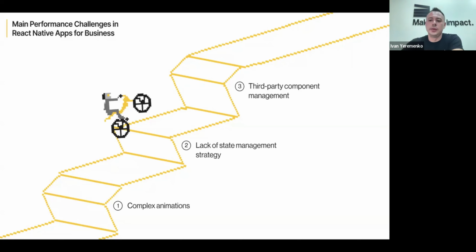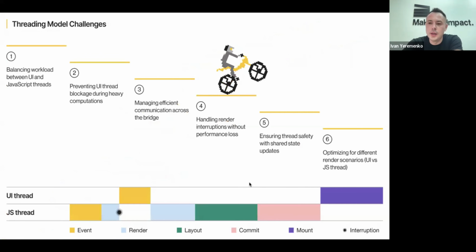One more challenge I'd like to highlight is the threading model. Basically, the architecture of React Native is something we won't discuss here. But in simple words, React Native is single-threaded. It actually declares that it's multi-threaded. As you can see here at the bottom, we have the UI thread and the JS thread. But these two threads are synchronized, meaning that they cannot be executed in parallel.